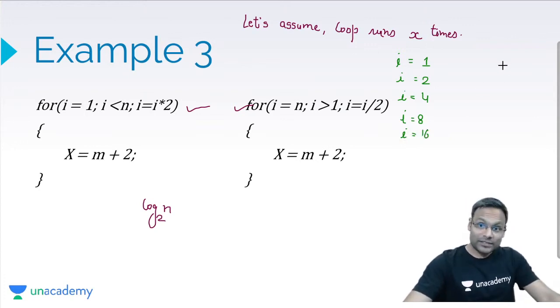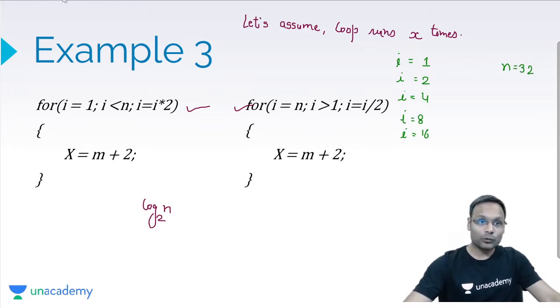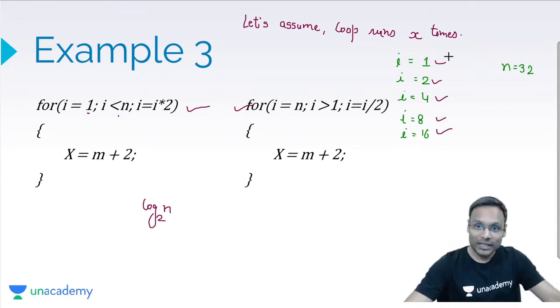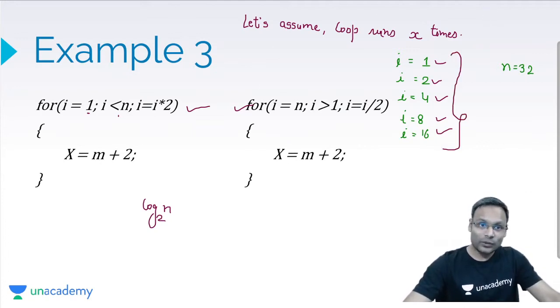Suppose n equals 32, how many times are you running the loop? i equals 1, you are running the loop. i equals 2, running the loop. i equals 4, into 2, 8, yes, into 2, 16, yes. After that, into 2, 32, no, you will not run the loop. How many times have you run the loop? 5 times. So can I say you will run the loop up till 2 power x is less than n value?